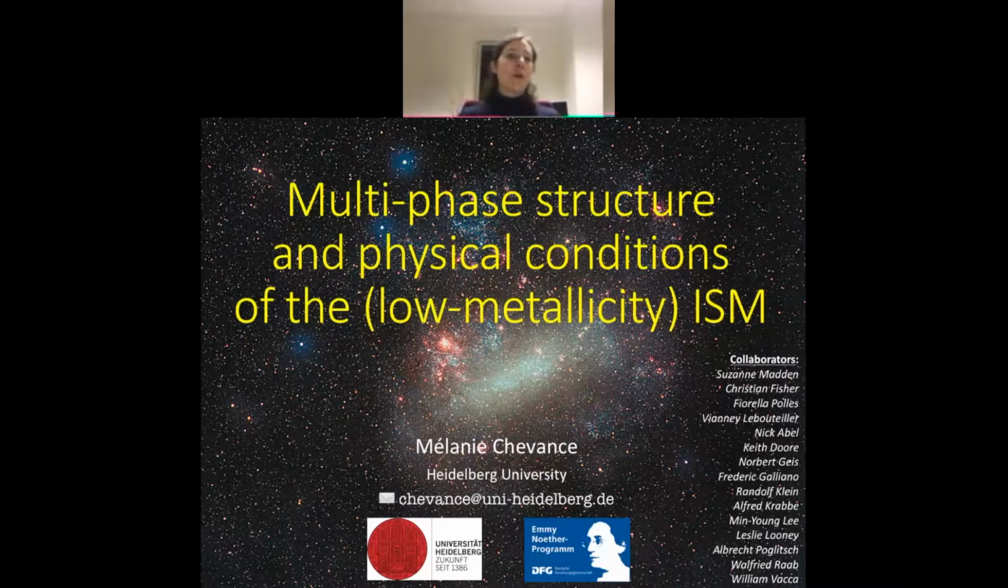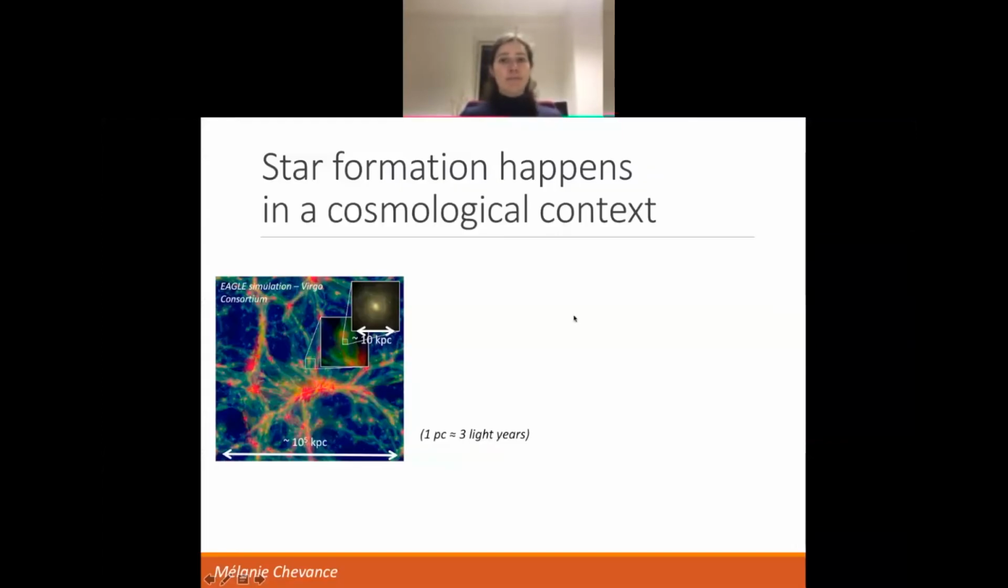Today I'd like to show how we can constrain the multi-phase structure and the physical conditions of the ISM, and in particular the low metallicity ISM using far infrared lines. And first, I want to ask the question of why do we want to do that? Why should I care about the multi-phase structure of the ISM if I'm interested in galaxy evolution or planet formation?